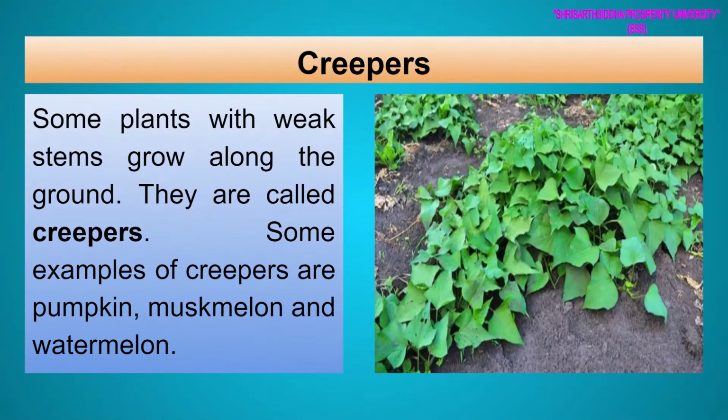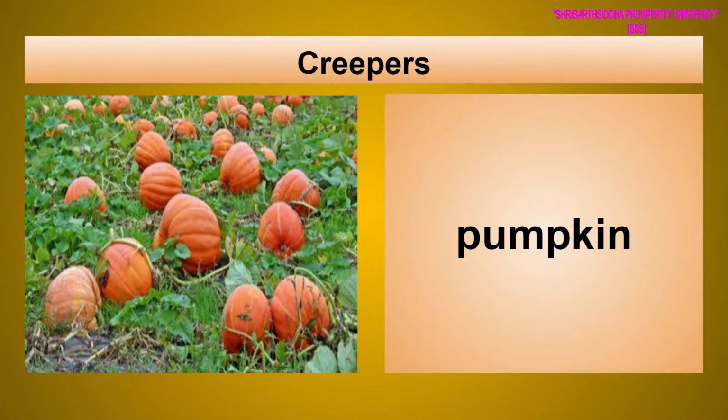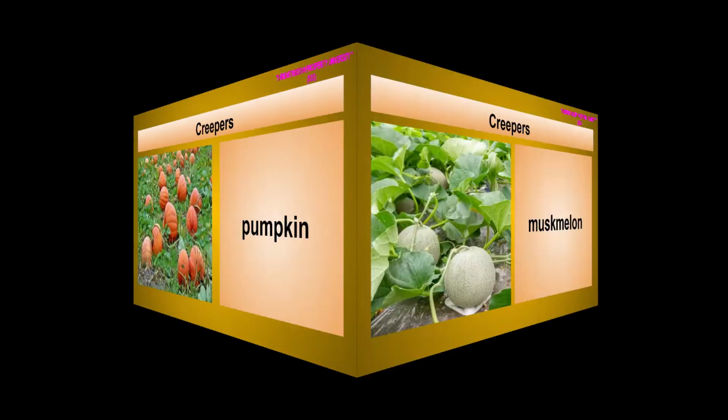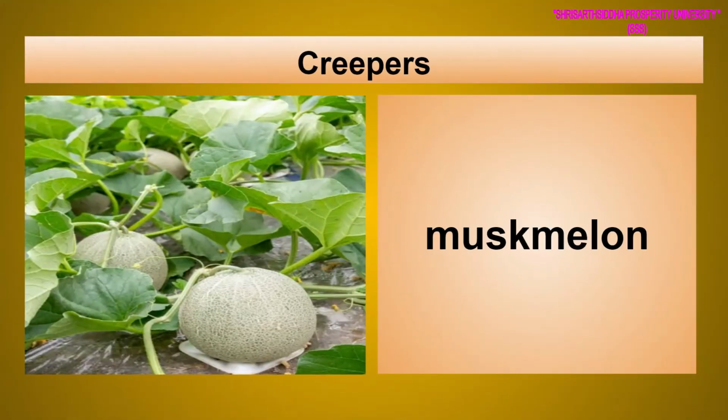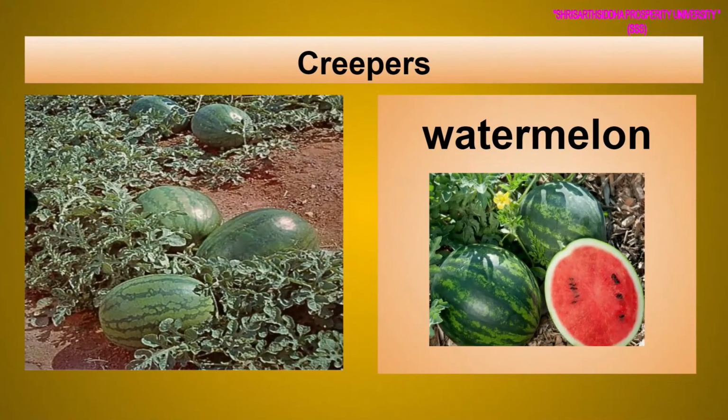Let's learn creepers. Some plants with weak stems grow along the ground. They are called creepers. Some examples of creepers are pumpkin, muskmelon, and watermelon.